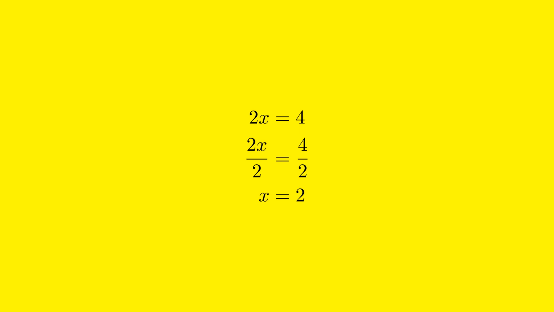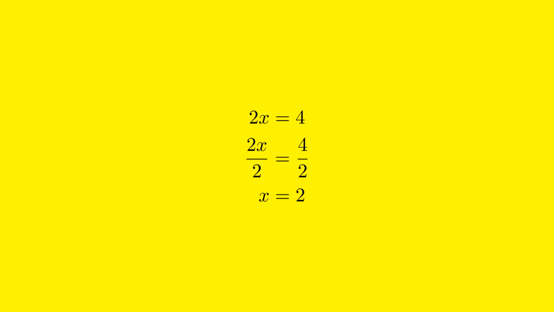Dividing the left side, where we have 2 times x divided by 2, results in x, because 2 divided by 2 equals 1, leaving us with 1 times x. Because multiplying by 1 does not change the value, we are left simply with x. Next, we divide the right side of the equation, where 4 divided by 2 equals 2. Thus, after performing these operations, the equation is altered to x equals 2.